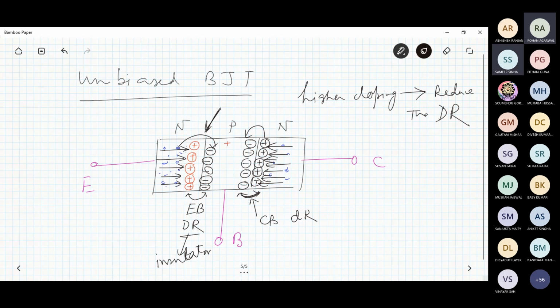Now coming back to this unbiased BJT concept: if the transistor's three terminals, emitter, base and collector, are left open, this is called unbiased. There is no voltage applied across emitter, base and collector. Under these conditions, the diffusion of electrons across the junction produces two depletion regions: one is the emitter to base depletion region, and one is the collector to base depletion region.